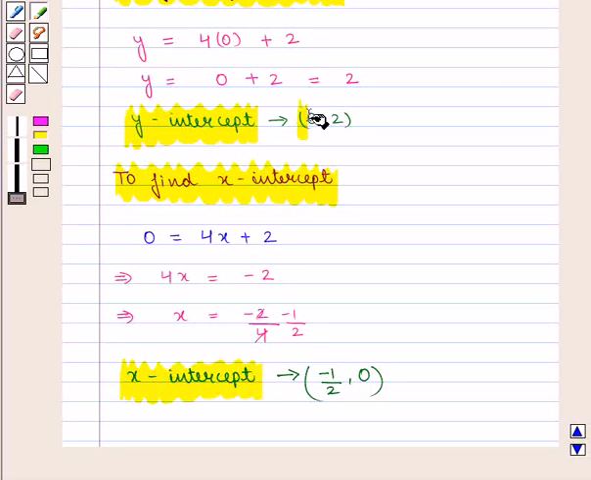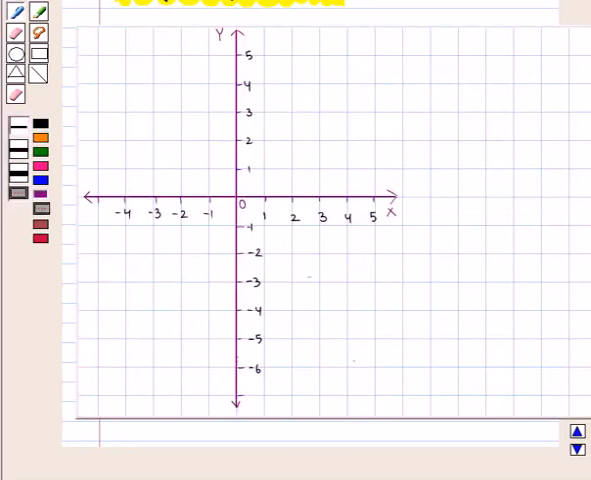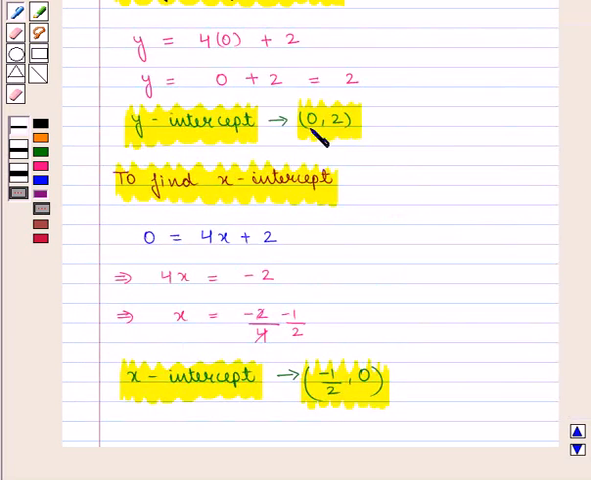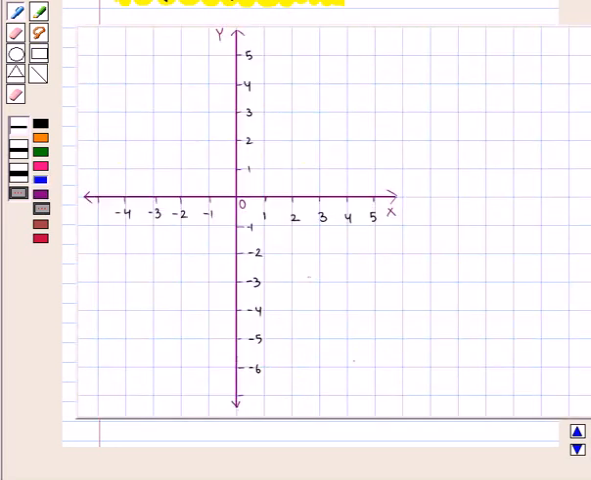And now we shall plot these points on the coordinate plane. We draw the axes. This is the horizontal axis, that is the x-axis, and here is the vertical axis, that is the y-axis. Now we plot the point (0, 2). Here we take 0 on the x-axis and 2 on the y-axis, and we put a dot here, and this is the point with the coordinates (0, 2).